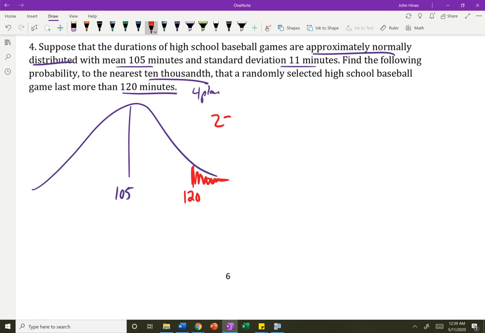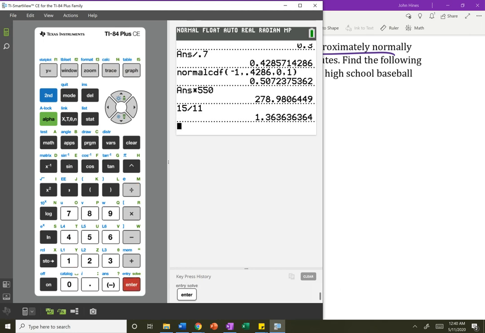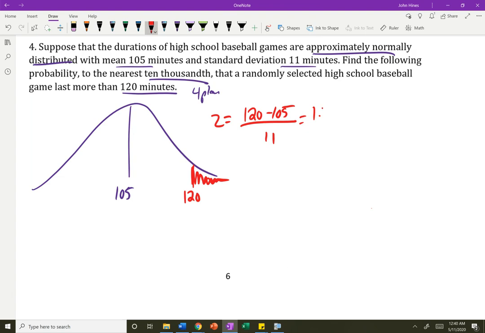Well, I need a z-score. Z equals value minus mean over standard deviation. So 15 over 11 is 1.636363. So 1.36. Yeah, 1.36. So I'm not working with 120 anymore. I'm working with 1.36. That's my z-score. Does it ever stop? No, it goes on forever, all the way to infinity. So what's the probability that z is bigger than 1.36?